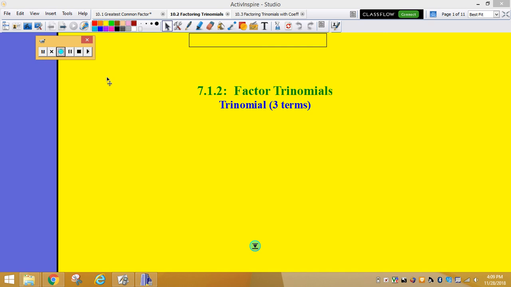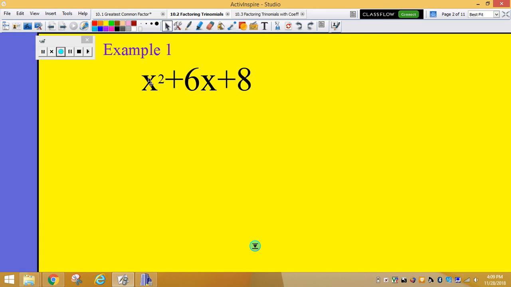Hey, so this lesson is on factoring trinomials, which is a pretty big concept. I'm pretty sure you will see this on your EOC. So let's just get into it. If you would please write this first problem down and I'll show you how to do it.